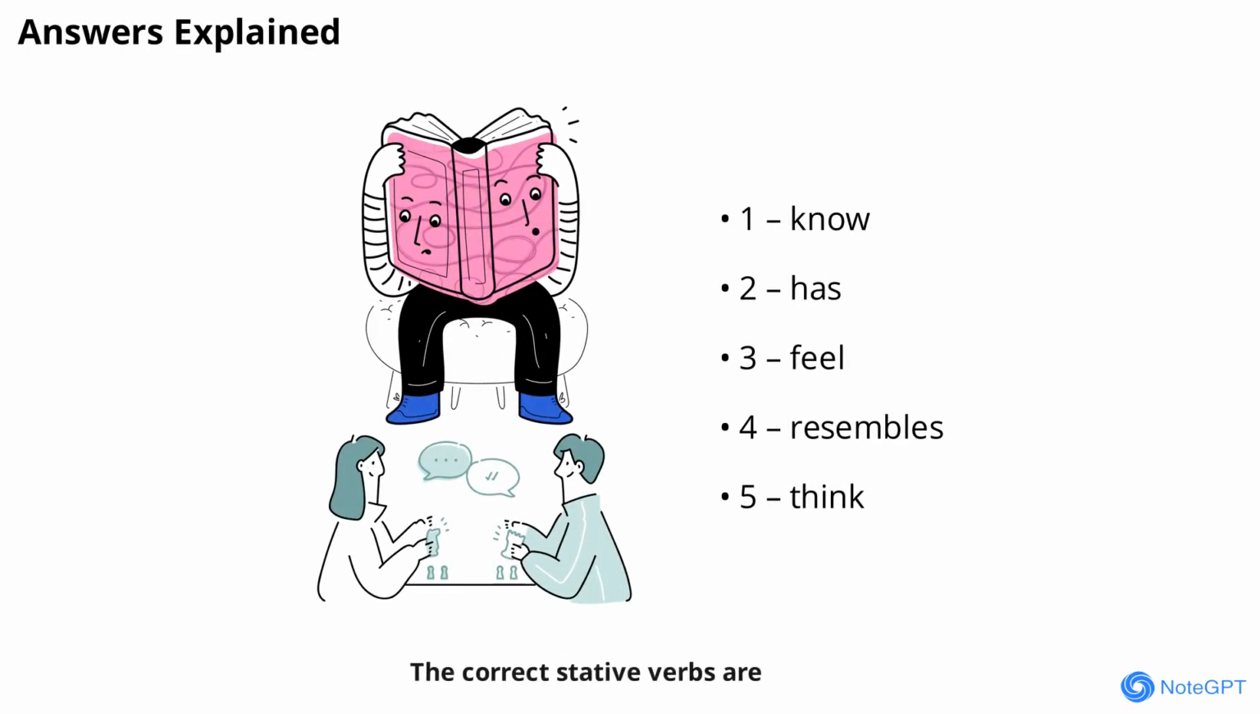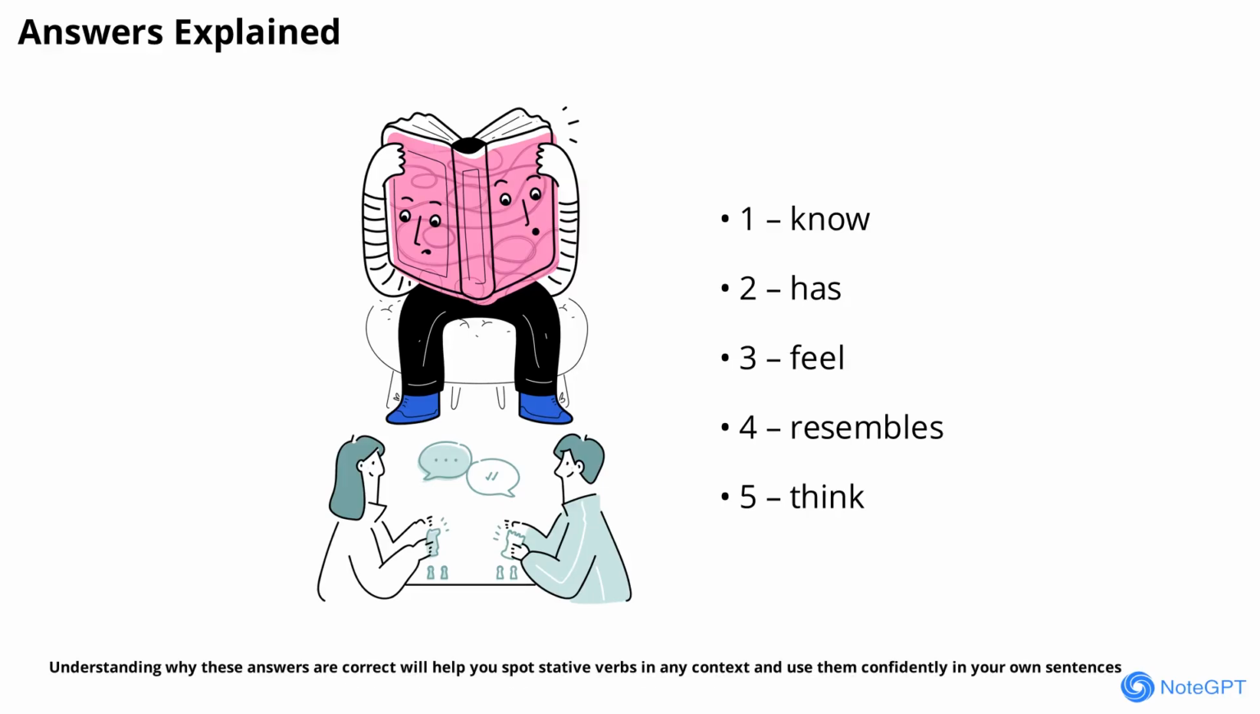The correct stative verbs are 1. Know, 2. Has, 3. Feel, 4. Resembles, 5. Think, 6. Appreciate, 7. Satisfied, 8. Smell, 9. 10. Have. Notice how each verb describes a state, not an action. Understanding why these answers are correct will help you spot stative verbs in any context and use them confidently in your own sentences.